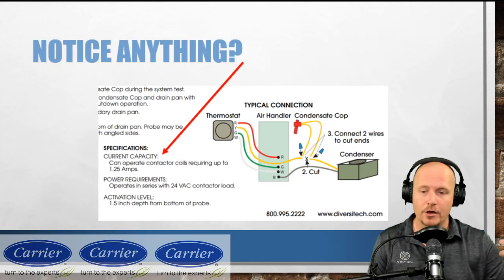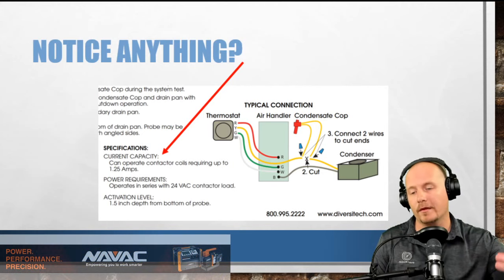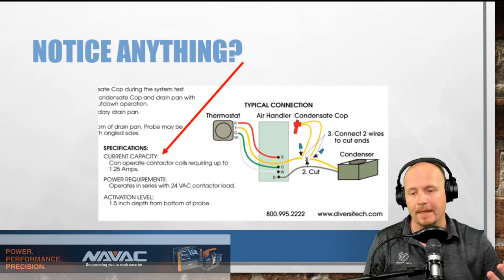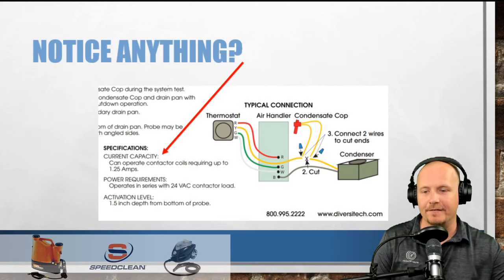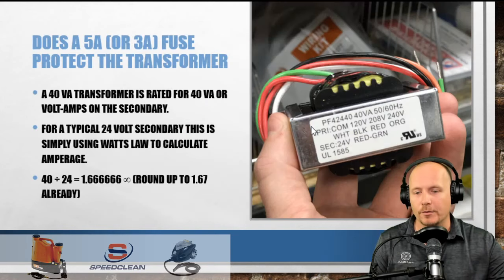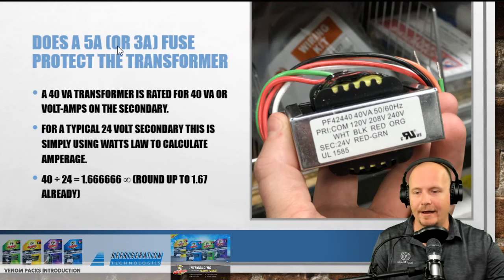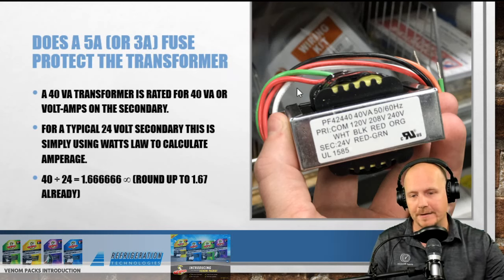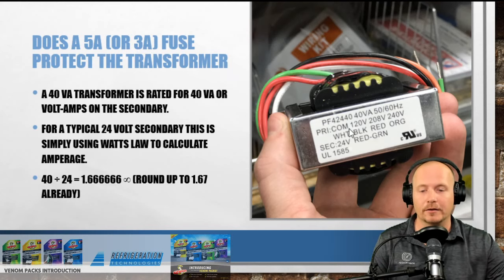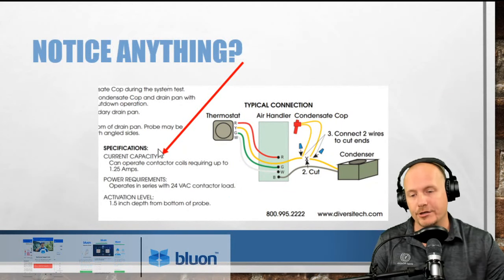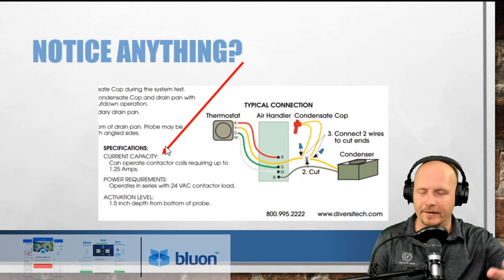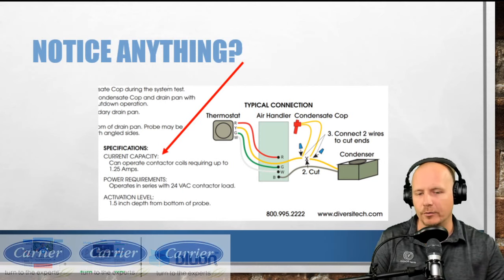When those contacts carry more than their rated amps, they end up fusing shut. And when they fuse shut, the system doesn't shut off in an overflow condition, and that's a very serious problem. So when we look at the common misunderstanding that you can run a low voltage secondary of a transformer at 5 or 3 amps because that's what the fuse carries, well, now we're really running the risk of not only burning up transformers, but also fusing our low voltage safeties, or in this case, our float switches, our overflow switches, whatever you want to call them.